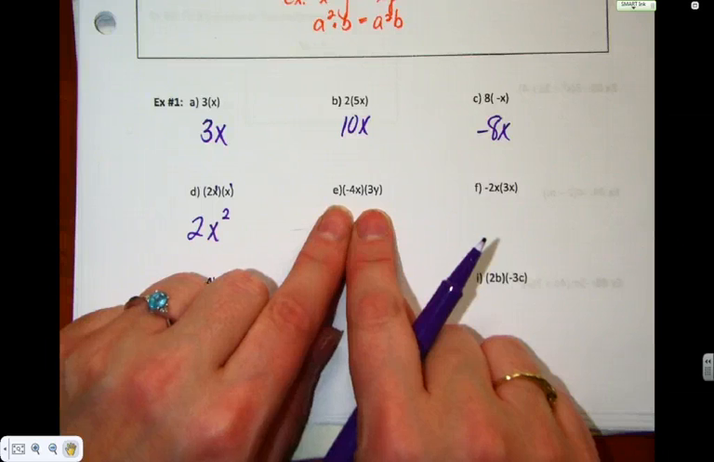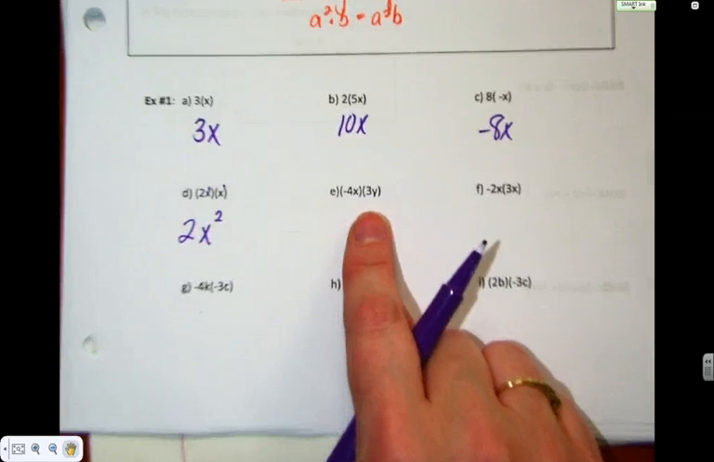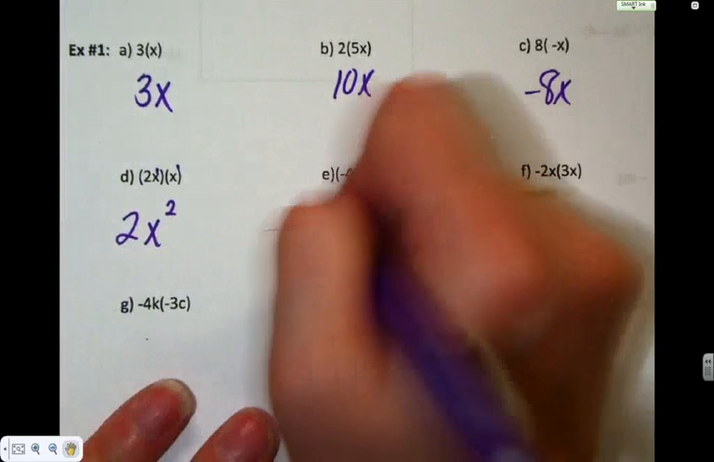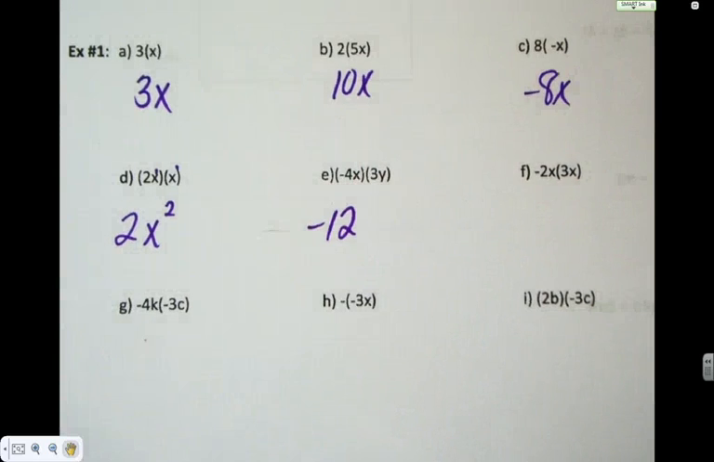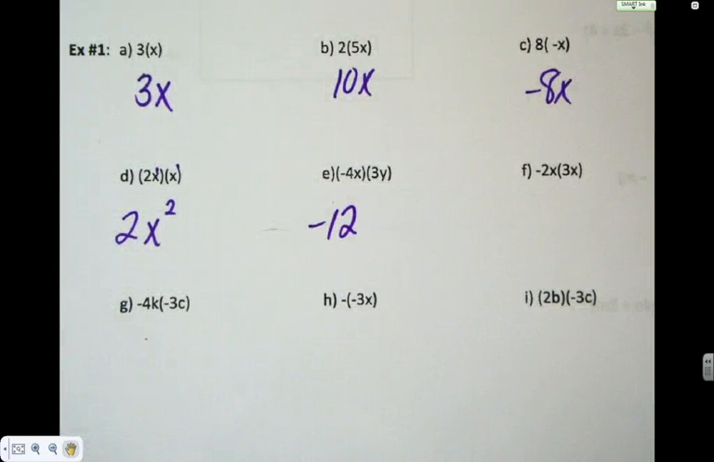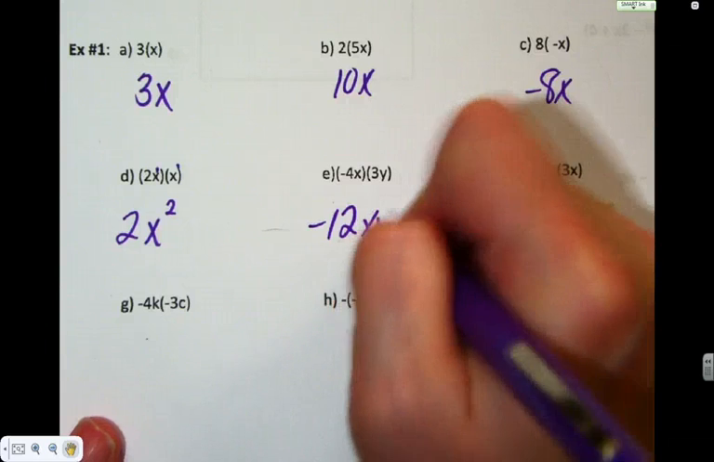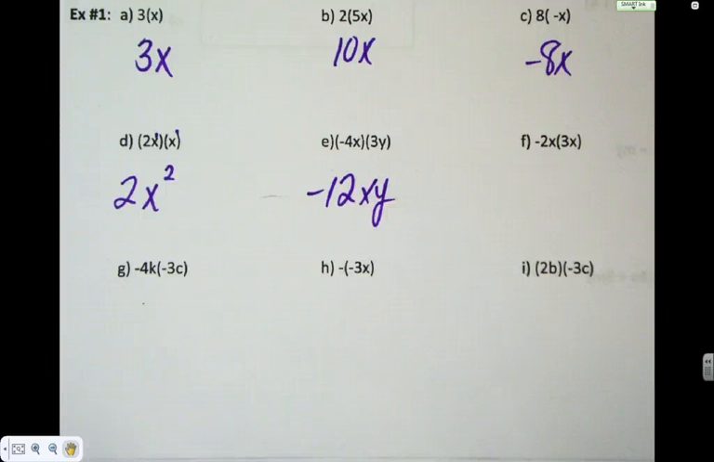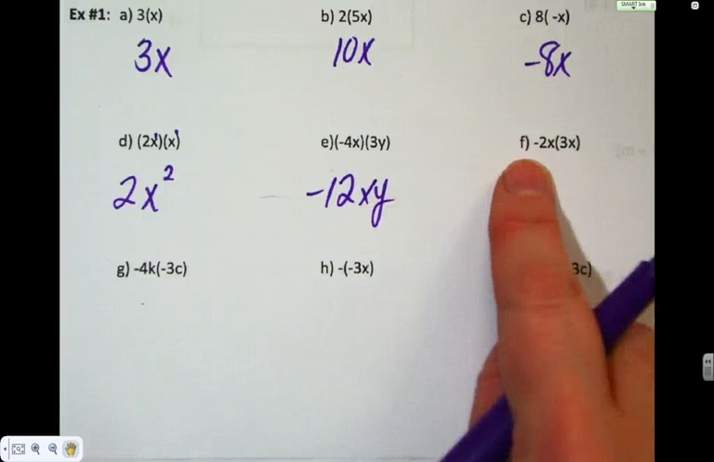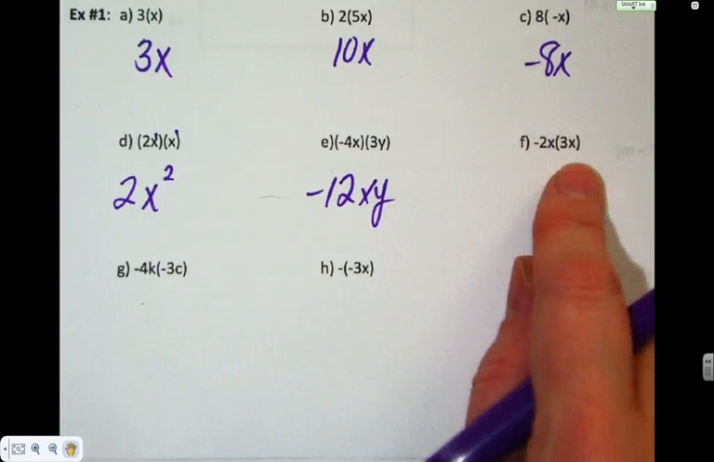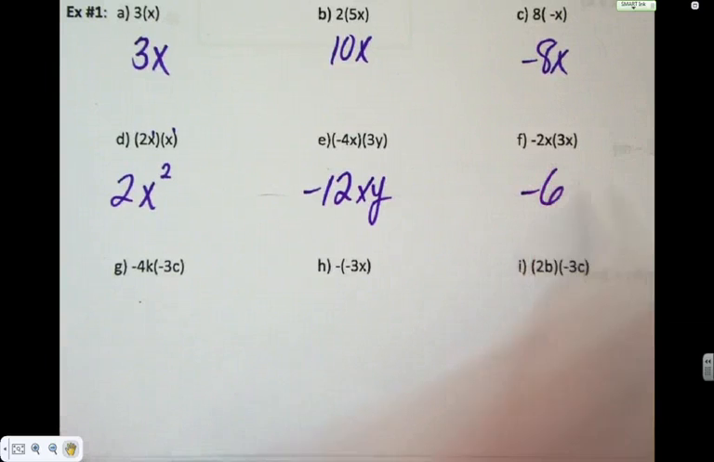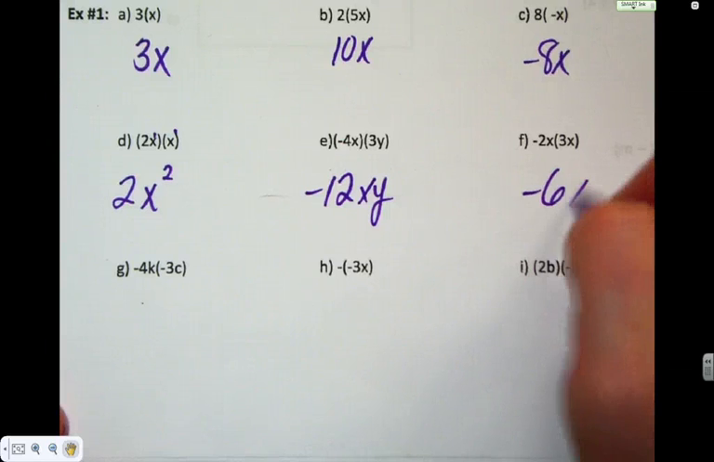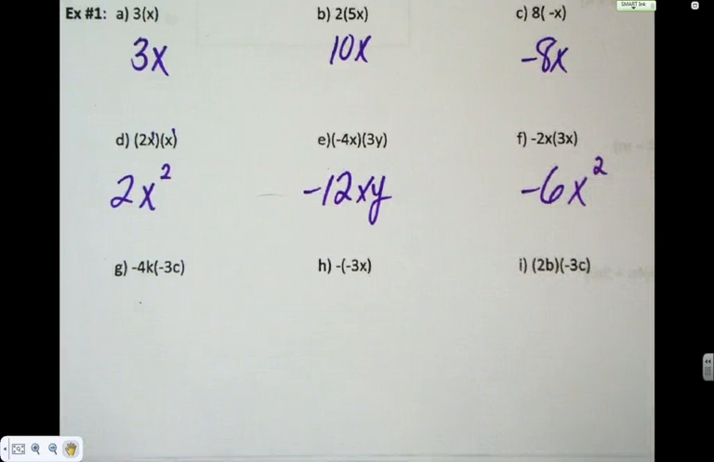Coefficient times coefficient, so negative 4 times 3 is negative 12. Are the variables the same? Nope, smush it all together, negative 12xy. Coefficient times coefficient, so negative 2 times 3, negative 6. X times x is x squared. Are you starting to see the patterns?